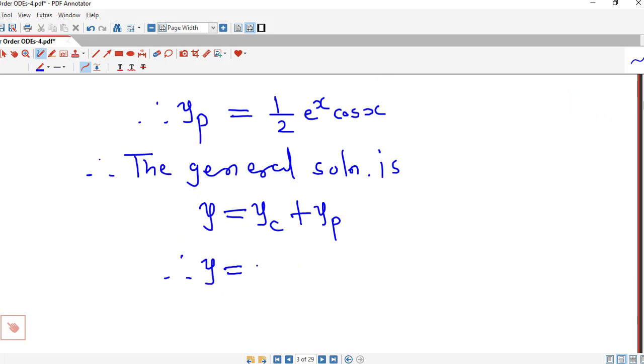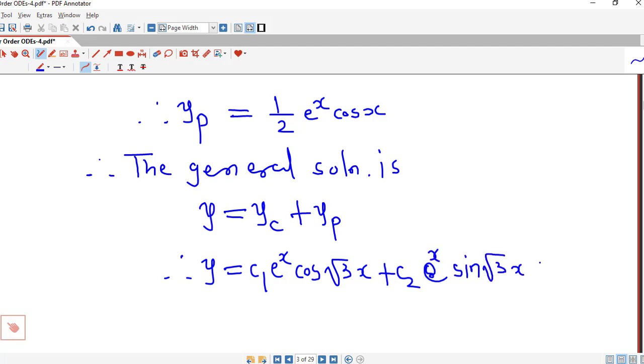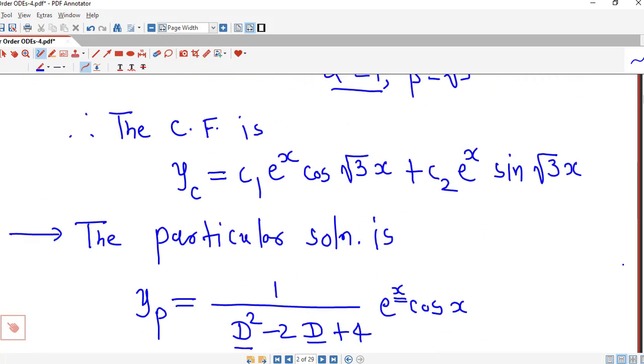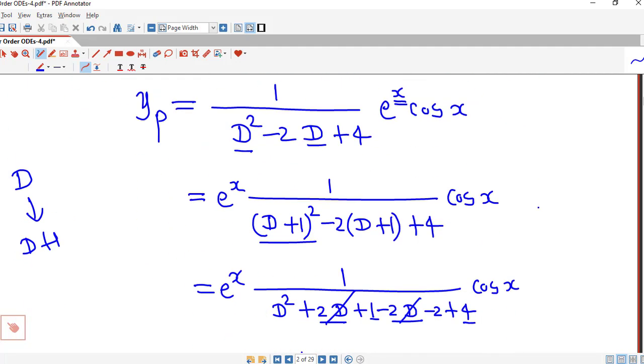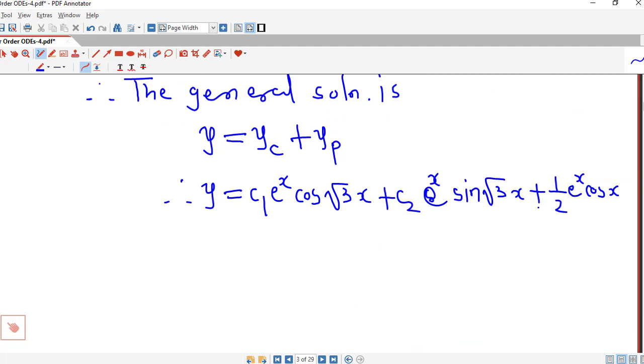Therefore y equal to c1 e raised to x cos root 3x plus c2 e raised to x sin root 3x plus 1/2 e raised to x cos x. Let me check the complementary function. It is c1 e raised to x cos root 3x plus c2 e raised to x sin of root 3x, plus 1/2 e raised to x cos x. So this is the general solution of the given differential equation, where c1 and c2 are arbitrary constants.